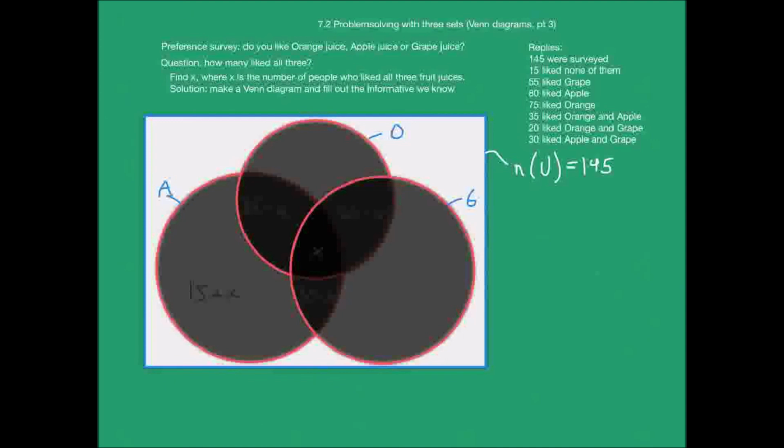And let's do the same for orange juice. We know that the number of people who liked orange juice, that was 75. So the number of elements in the set orange juice is 75.